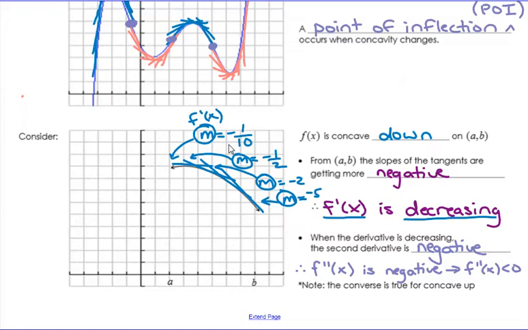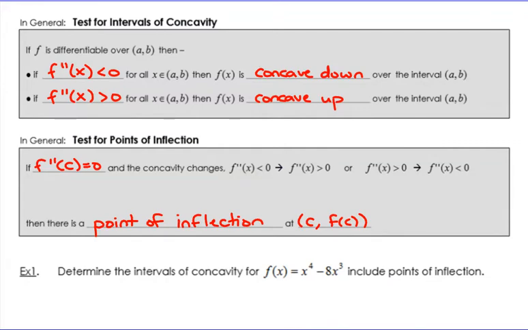When your second derivative is a negative number, it means that you're going to have a concave down. So here is the overall rule. When your second derivative is less than 0, which is negative, you're going to get a concave down, which is this type of shape. When it's positive, you'll get this type of shape, which is a concave up.